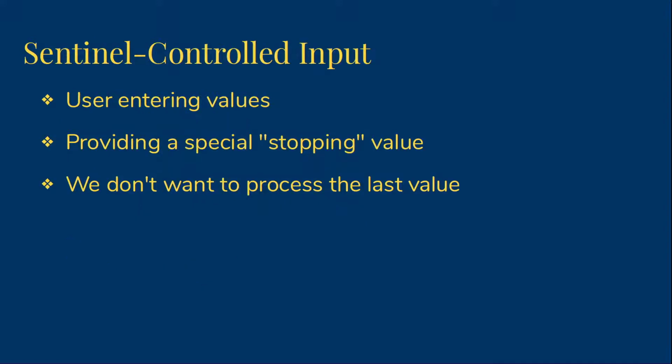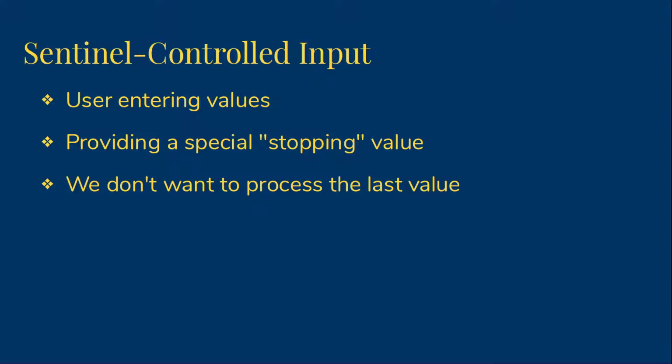So another version of the loop and a half problem is when we have Sentinel-controlled input. The idea here is that we have the user entering values, and we don't know up front how many values the user will want to enter. So this could be a list of numbers where they're just going to put in some special value to say, hey, I'm done entering them.